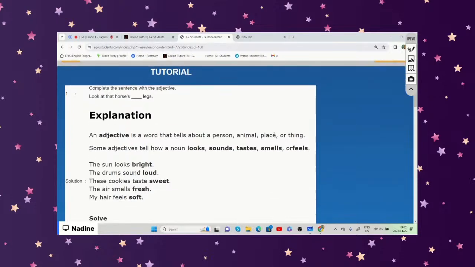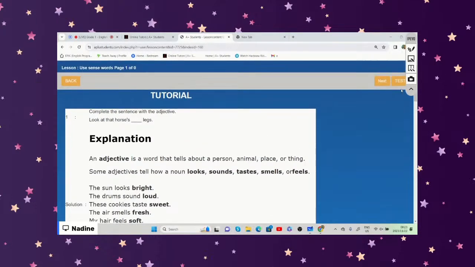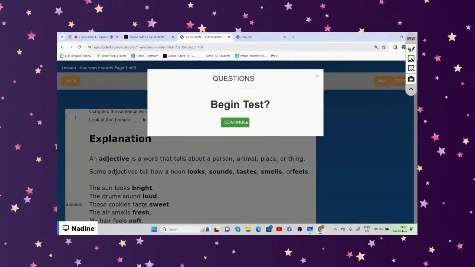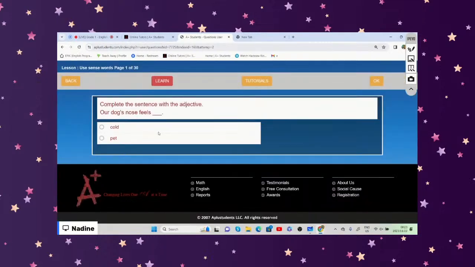All right. So now we're going on to our test, where we are using sense words. Our dog's nose, it feels. How does a dog's nose feel? Does it feel cold or does it feel wet?